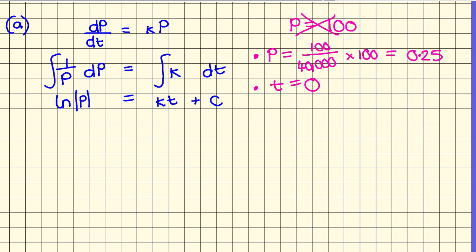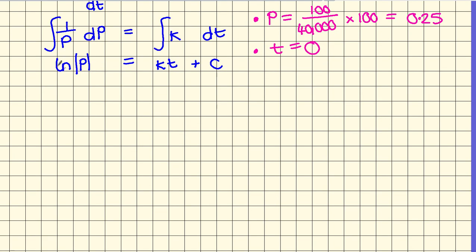plus c. Alright, so let's rearrange to get p by itself. The only way to get rid of this ln is by doing the opposite, which we learned in the last lesson is the exponential. So I'm going to take e's on both sides.